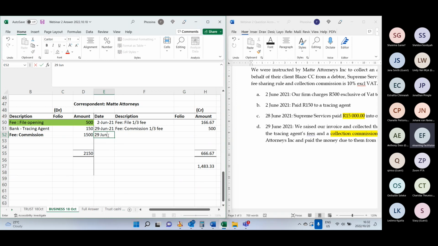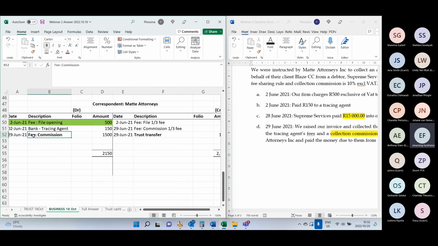So on 29 June 2021, we are now showing our trust transfer. Okay. So our trust transfer is going to be 1483.33. You see, this is what we are going to transfer from the trust account. If we had any other fee that we're collecting, we make sure that we have recorded everything. After recording, then we establish how much are we transferring.